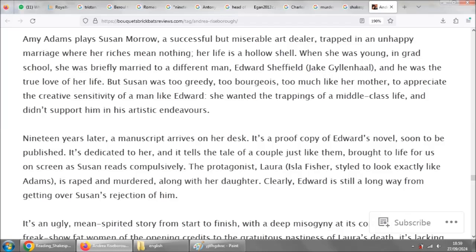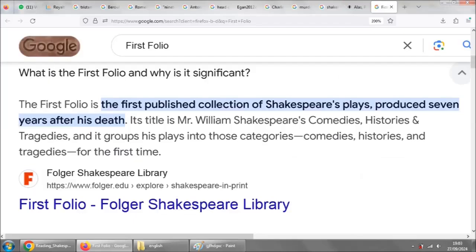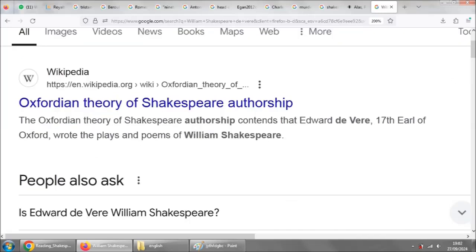So when we're looking at this, this is a very great example. Here we have the First Folio, the first published collection of Shakespeare's plays, produced 7 years after his death. Its title is Mr. William Shakespeare's Comedies, Histories and Tragedies. It groups his plays into those categories: comedies, histories, and tragedies. For the first time, they're telling us, the First Folio. So this is the official history that they tell us.